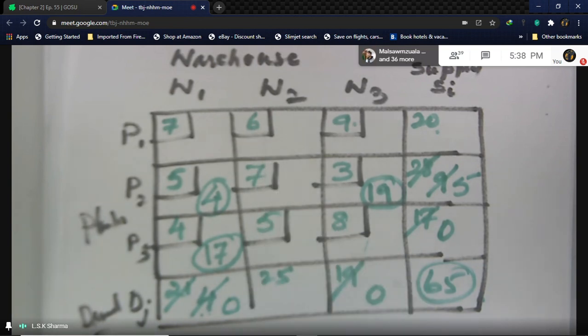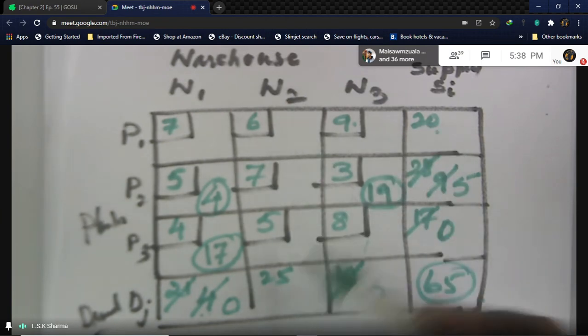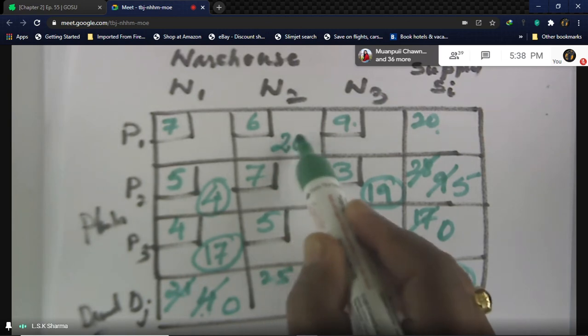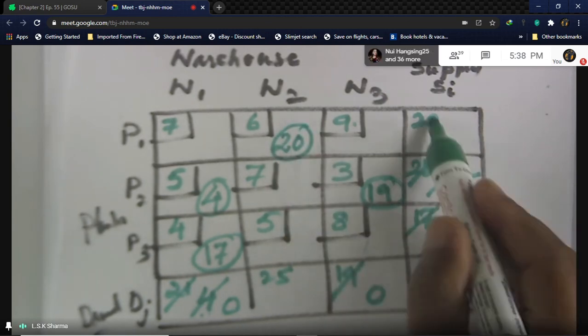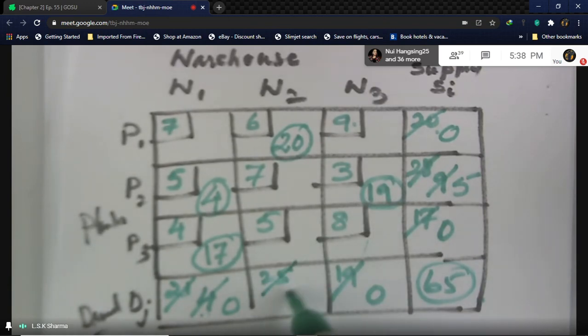Now this 6 I have in the row 20 and in the column 25. Which one is the least out here? 20. So you give this 20 out here, and 20 minus 20 is 0, and 25 minus 20, I have 5. Okay. Now after this 6, what is the next least cost? The next least cost is 7.